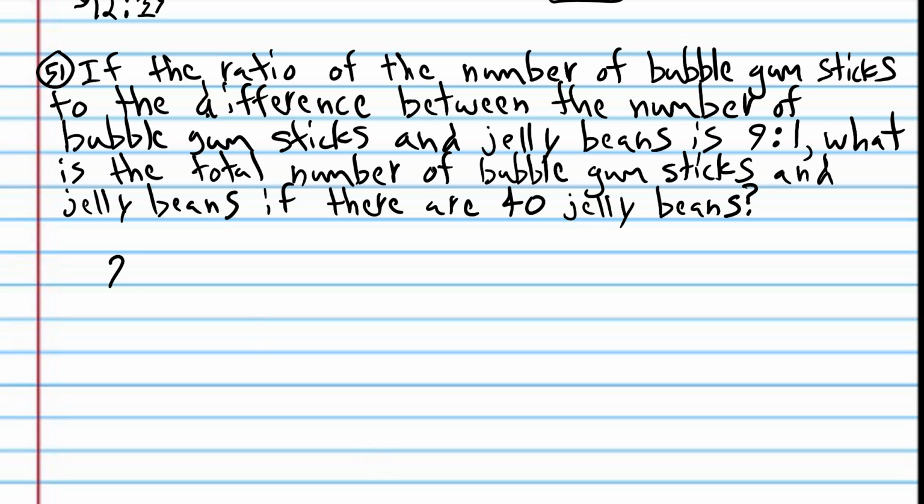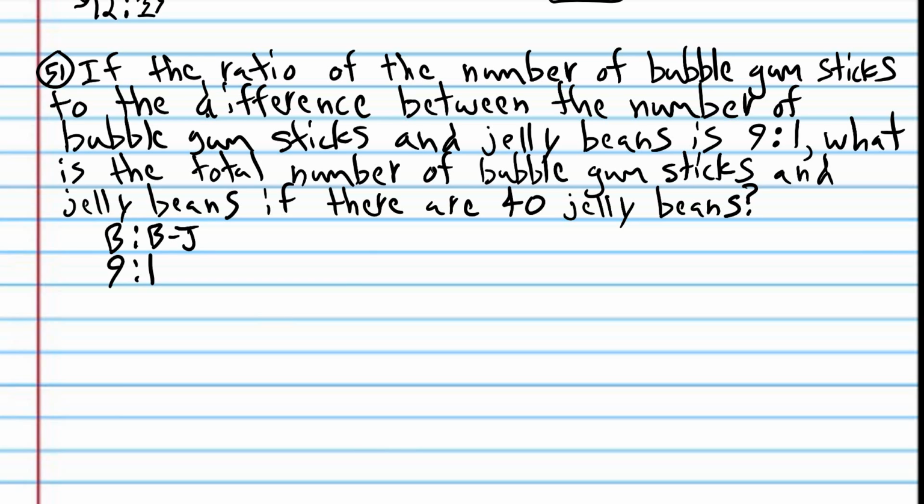All right, so our ratio that they give us is 9 to 1. And that's the ratio of the number of bubblegum sticks to the difference between the number of bubblegum sticks and jelly beans. What is the total number of bubblegum sticks and jelly beans if there are 40 jelly beans?